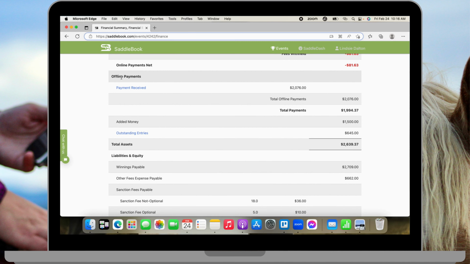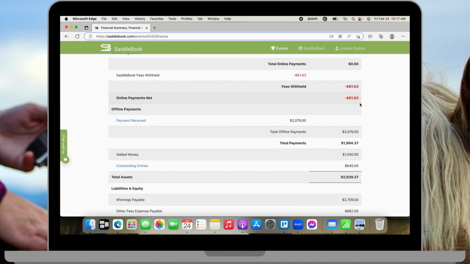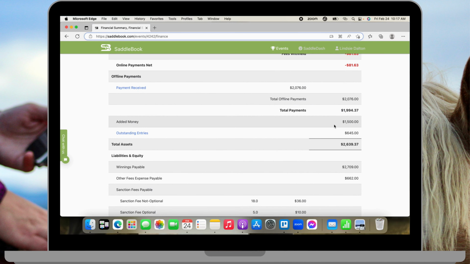Your offline payments, these are cash and or check payments received. You can see your payment received, $2,076. That's your total offline payments. And your total payments is $1,994.37 after your online payments net, which included your saddle book fees withheld of $81.63, is taken out to get the total payments of $1,994.37. After that, you will have your added money included, as well as any outstanding entries.